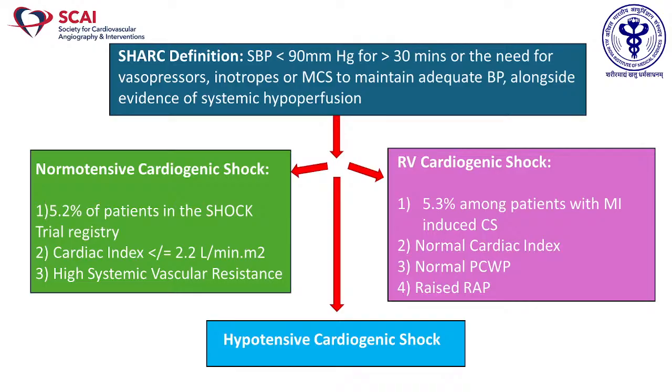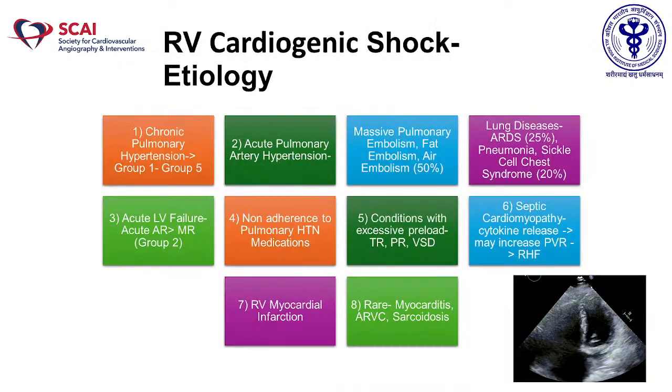So 5.2% of the patients who were registered in the SHOCK trial had a normotensive cardiogenic shock. However, the cardiac index over there was less than 2.2, and they had a high systemic vascular resistance. That's why normotensive cardiogenic shock. RV cardiogenic shock included almost 5.3% of the patients. They had a normal cardiac index, normal pulmonary capillary wedge pressure, and a raised right atrial pressure. We'll discuss that in the further slides. And hypotensive frank cardiogenic shock is around 89% of the patients.